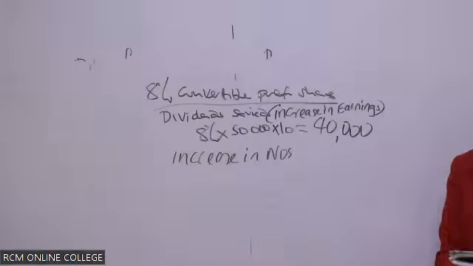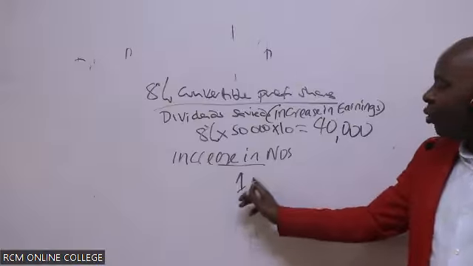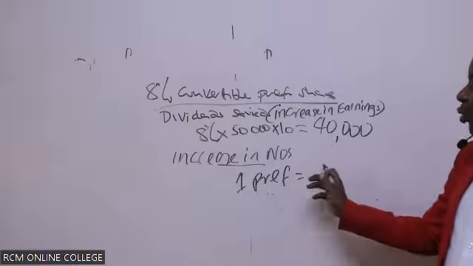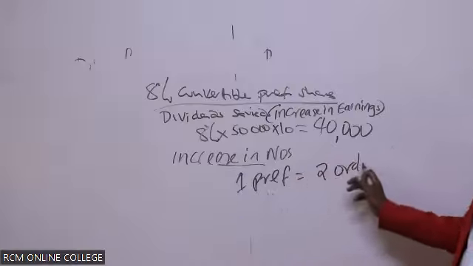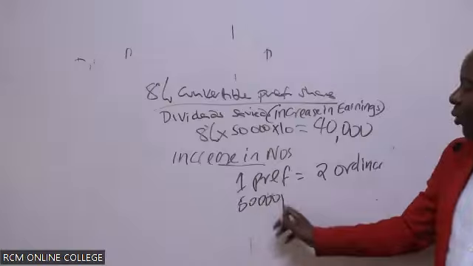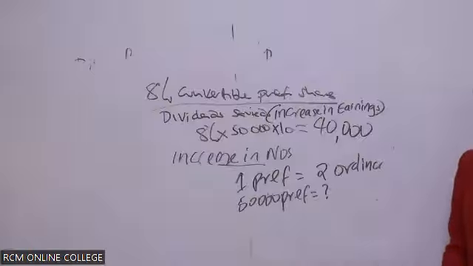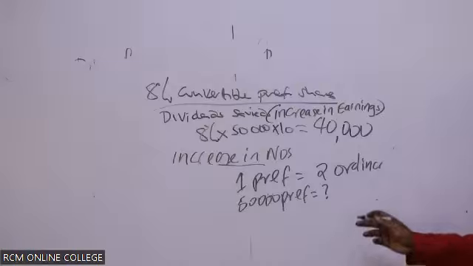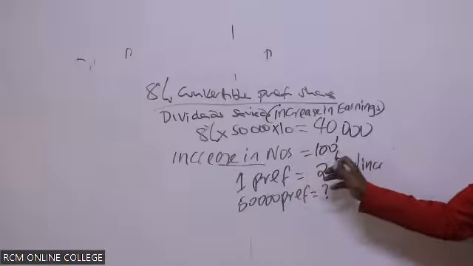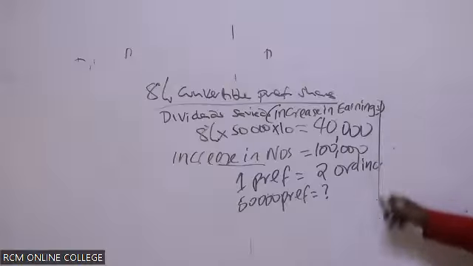Because they've told me each preference share is convertible into 2 ordinary shares. So 1 preference share equals what here? 2 ordinary shares. And how many preference shares do we have? They have 50,000 preference shares. So that will give me how many ordinary shares if they convert today? The increase in those is 100,000.